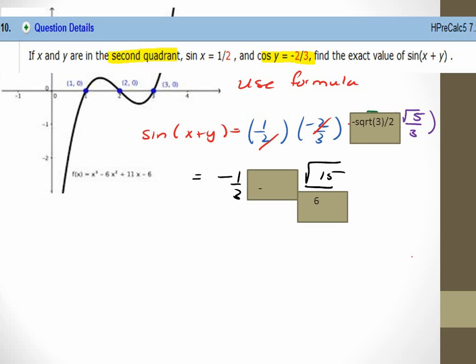No, the sine y is not negative in that quadrant. It's positive. So this term only, this was the cosine x, it's negative. This was the sine y, it's positive.